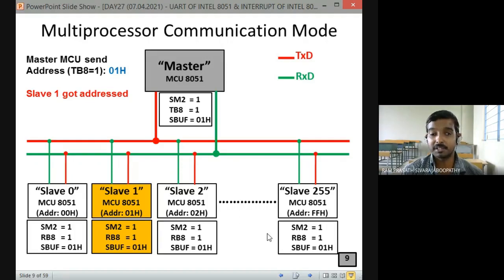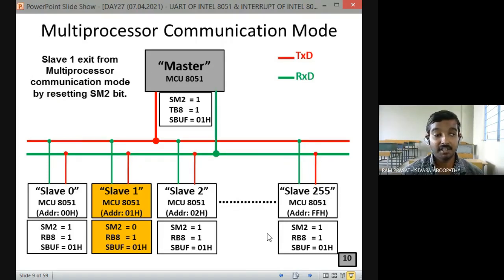Fine. What does that slave have to do? It is going to reset the SM2 bit. What is the meaning of this? Listen carefully. Slave 1 now exits from the multiprocessor communication mode by resetting the SM2 bit. Do you see? In all the microcontrollers, SM2 bit is 1. In the slave that matched the address, what happened? What about the condition of SM2 bit at slave 1 now? Reset, correct? It is 0. That means it exits from the multiprocessor communication.